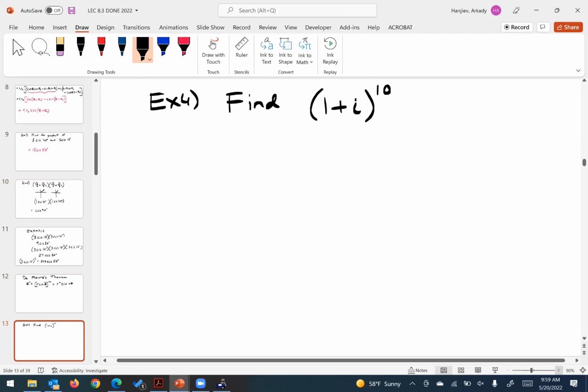I need this guy. But you have to put it into the other form. Oh, to the 10, okay. Which is root 2 cis 45. So it's actually really easy. Okay. Root 2 to the 10. Don't miscalculate.